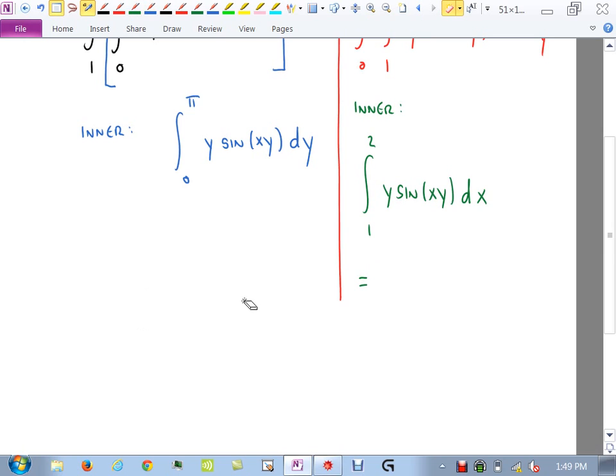Okay, so what's the antiderivative here? Negative cosine xy. What happened to that thing I said I was going to scale by? It cancels with the y that was in front already, right? Okay. And that's going to be evaluated from what to what? From x equal to 1 to x equal to 2. Now, you can check this for yourself. Take the derivative of this with respect to x, and you should get this.